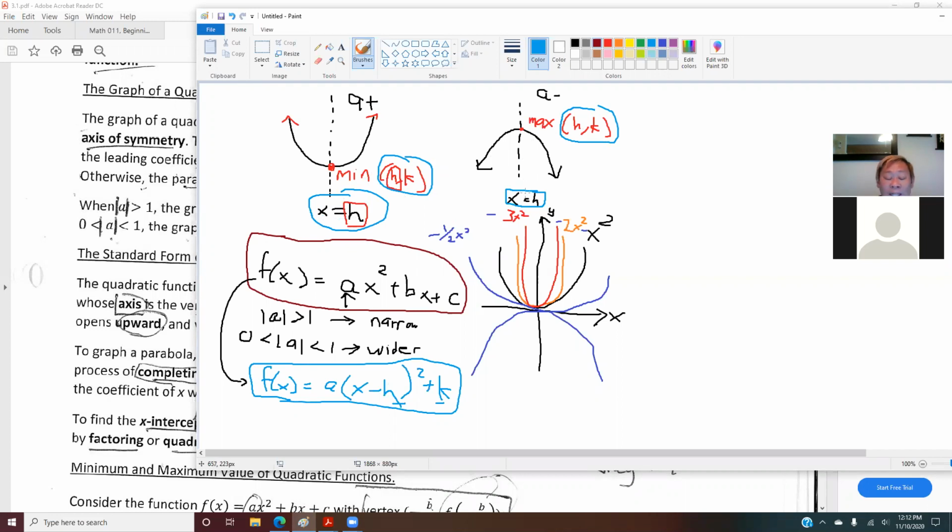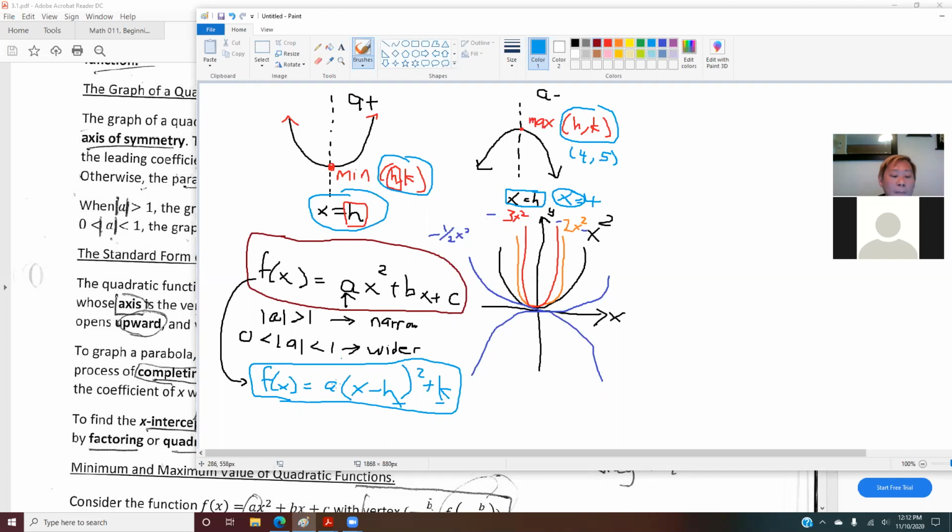A lot of students in your online homework, let's say your vertex here is (4, 5), and the question asks what is the axis of symmetry, you put 4, they will mark you wrong. You should have put x equals 4. So this x equals is very important. Same thing happens in your finals. If you forget to give me x equals, I will take half a point off.